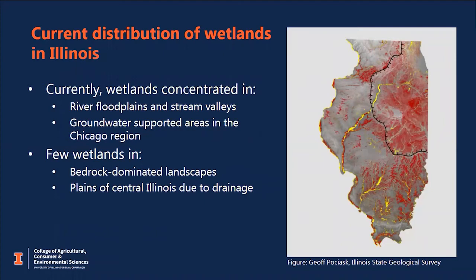And you'll notice few wetlands in bedrock dominated landscapes, particularly the Shawnee Hills in southern Illinois and the very northwestern corner of the state, the driftless area, which was unglaciated, and these bedrock areas tend to have fewer wetlands. But you'll also notice much of the wetland area in east central Illinois has disappeared. And this is primarily due to drainage for agriculture, underground drain tiles and ditches that have drained these former wetland areas for conversion to agricultural systems.